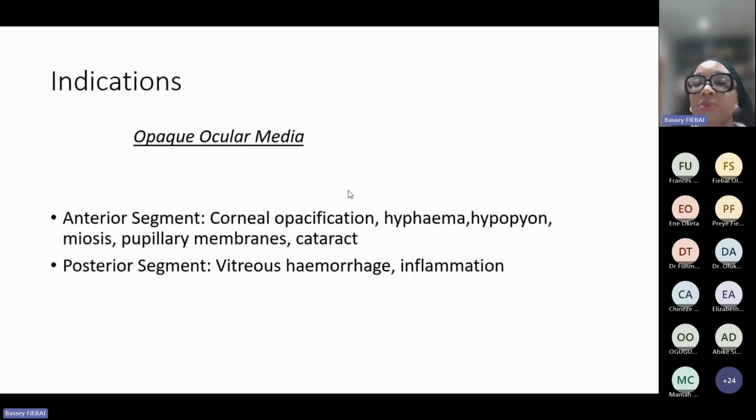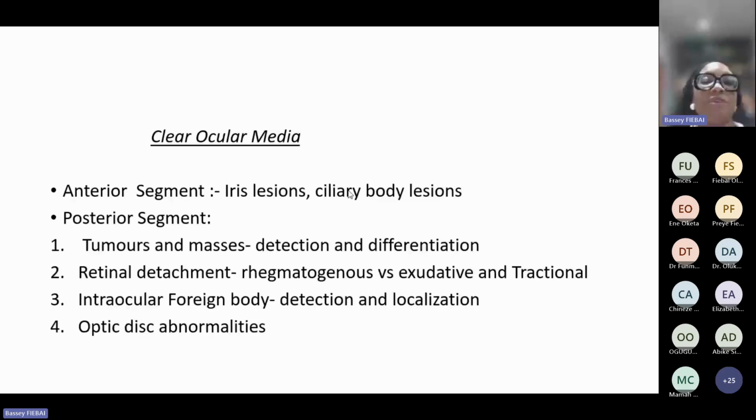Also, if you have vitreous hemorrhage and severe inflammation and you're unable to assess the retina and the vitreous, you would want to do an ultrasound scan. You can also do it when you have clear media, so it's just not in the case of opaque media. If you want to study iris tumors and ciliary body lesions, but these are best done with the immersion technique. It's also used to help detect and differentiate tumors and masses, and we will see that when we start to look at the individual ocular pathology.